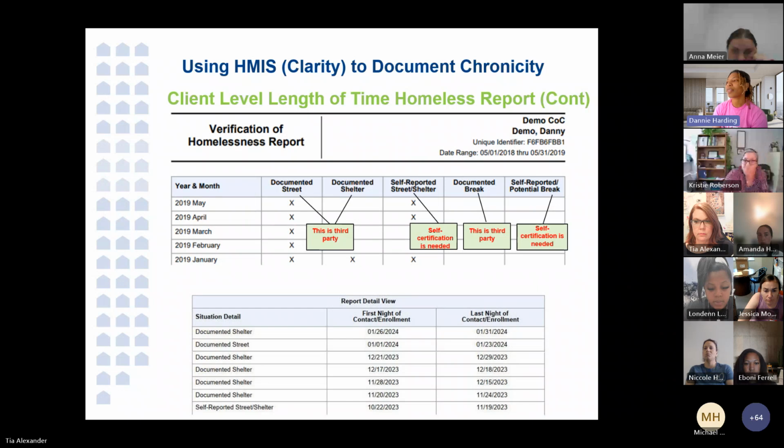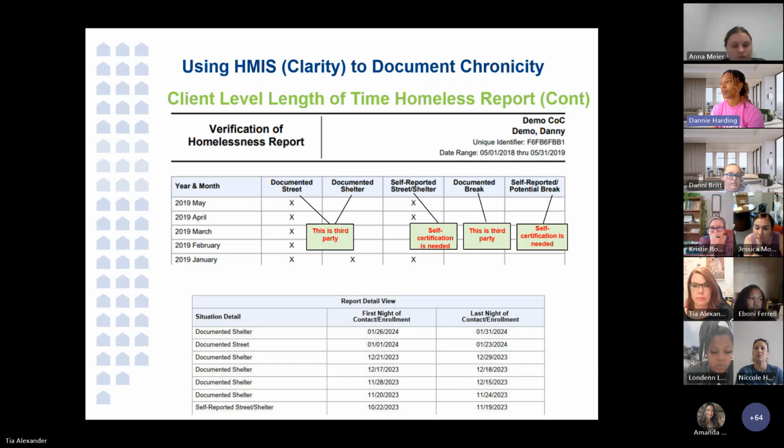If the participant qualifies as chronically homeless because of 4 instances in the past 3 years, adding up to at least 12 months, and there are not 3 breaks documented in HMIS, you will work with the participant to identify and document when the breaks occurred. Note, if there is a documented break on the report, that means the client has enrolled in a permanent housing program during that time.